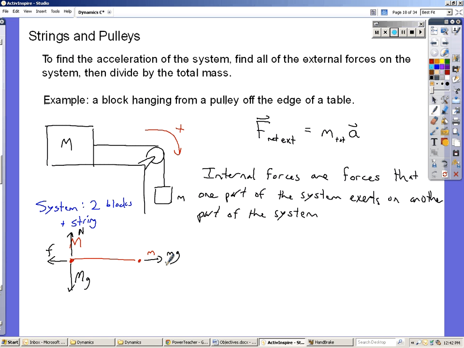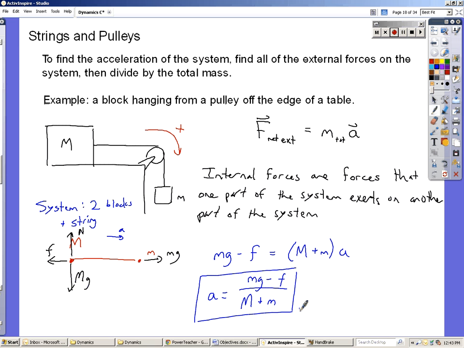And we look at this and we can say, well, the acceleration of the system is to the right. And therefore, we know that the normal force and the weight of the large block cancel out, and we can say that the net external force is mg minus F, and Newton's second law says that equals the total mass, m plus big M, times A. And then we can solve for A. We get mg minus F divided by big M plus little m. There we go.